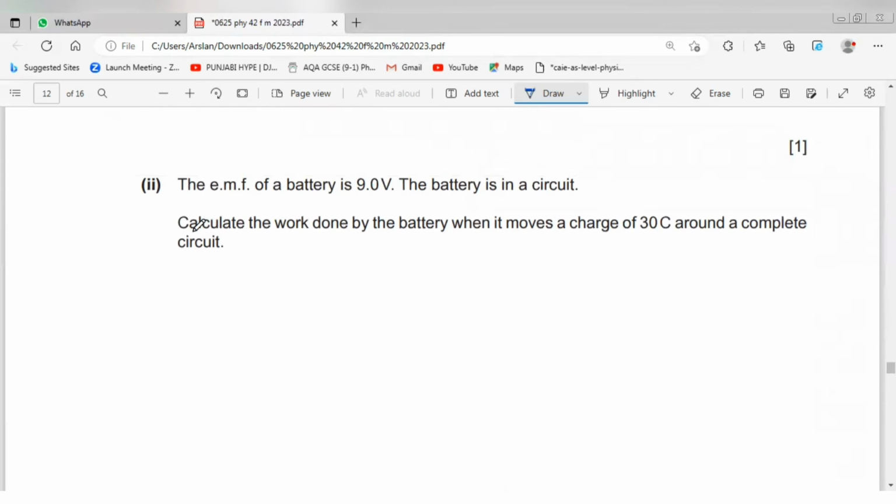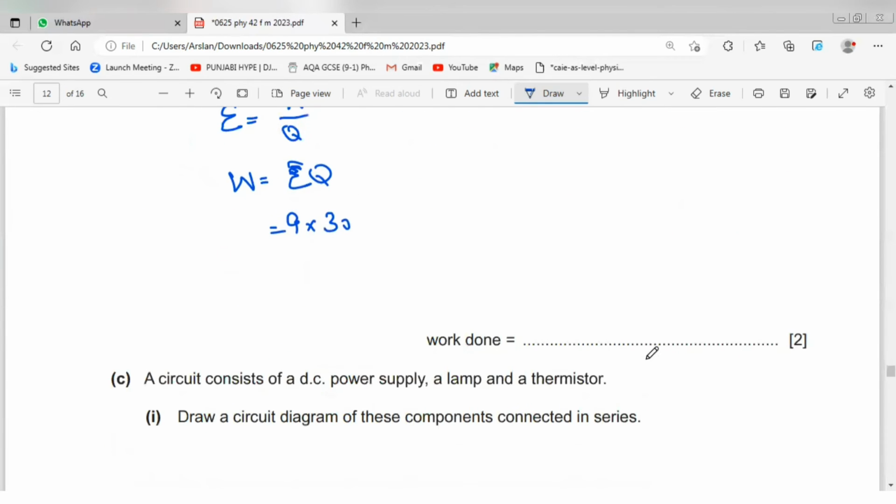Next part 3. The EMF of the battery in the circuit is 9 volt. Calculate the work done by the battery when it moves 30 coulombs around a complete circuit. We know that EMF is equal to W over Q, so you have to calculate the work done. W will be equal to EQ. Here E is 9 while Q is 30 coulombs. So you will get the answer in joules, which is equal to 270 joules.